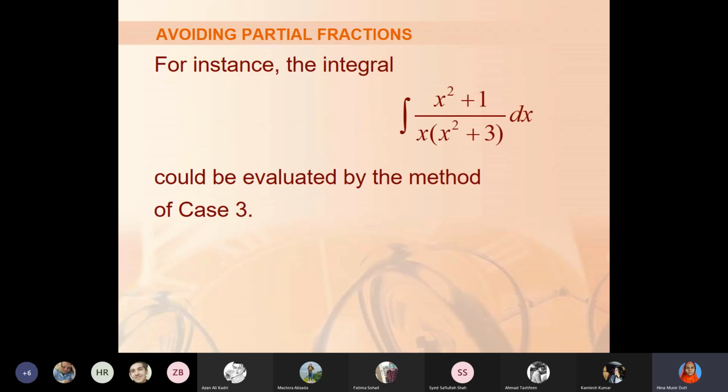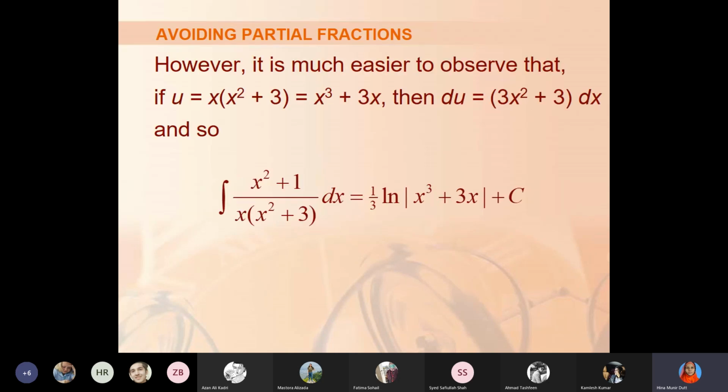For example, if you have this integral, the denominator is already factored into x and x squared plus 3, linear and quadratic. But if you look at it closely, you will see that the function in the denominator is x cubed plus 3x, whose derivative is 3x squared plus 3. And if you multiply the numerator by 3, you will get its derivative in the numerator. That is this one. And the integration is very simple. Without using the method of partial fractions, you can integrate it. You can also integrate it by the method of partial fractions, but then your calculations will be much more difficult than this.